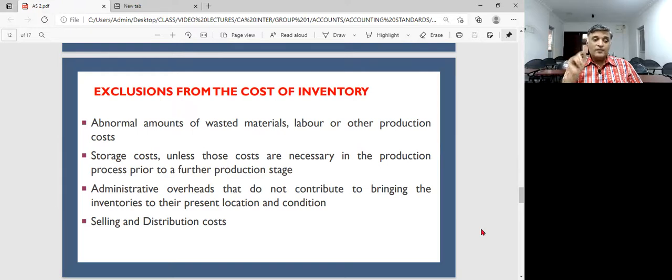Same thing, administrative overheads that do not contribute to bringing the inventories to their present condition and location. And last one, selling and distribution cost. You should not include as part of the cost of the inventory. I hope it's very clear.